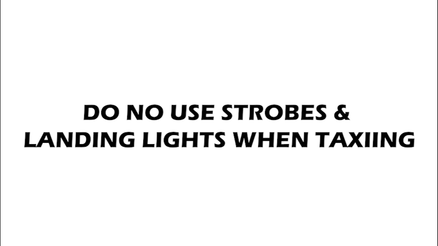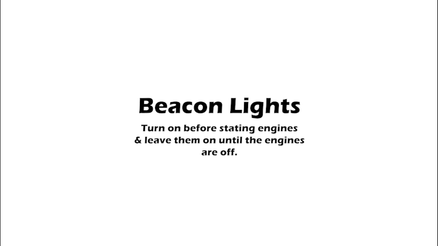Strobes and landing lights are not supposed to be on at the gate or when you're taxiing. I can't stress that enough. Before starting your engines, turn on your beacon lights. The beacon lights are a signal to the ground crew and aircraft around you that your engines are about to be started or are running already. The beacon lights should always be on when the aircraft's engines are running.